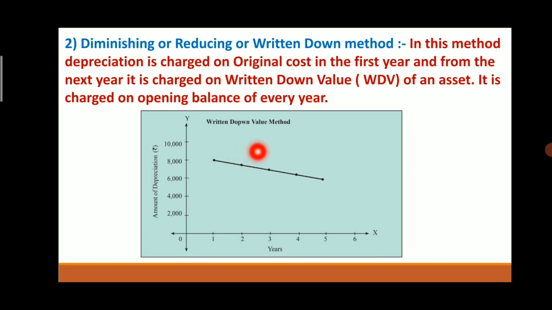So even next year it will be changed. Every year it will be changed. The percentage as well as the amount will be changed. So this is called the diminishing or reducing or written down method. Got it?